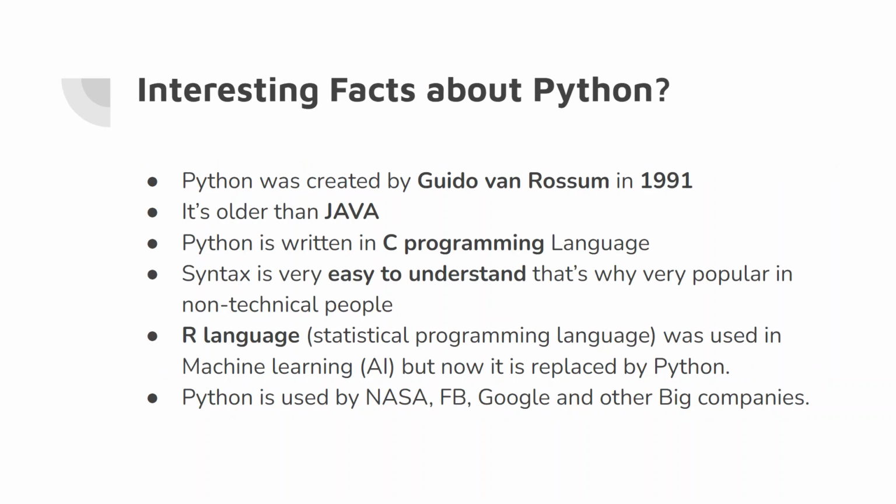Some interesting facts about Python. Let's see. Python was created by Guido van Rossum in 1991. So it's a very old language. It's older than Java, but nowadays it's becoming popular. Python is written in the C programming language. So this is a very interesting fact. You must know about these secretive things.